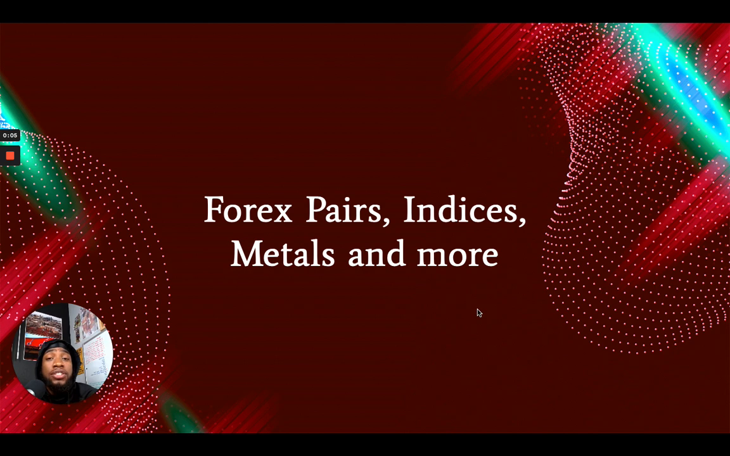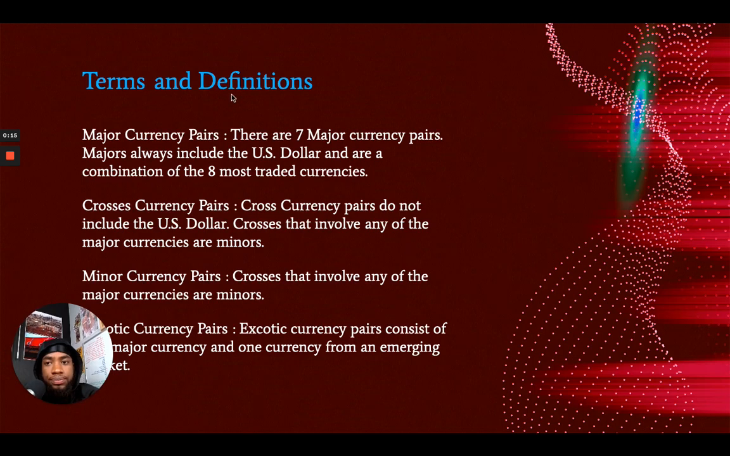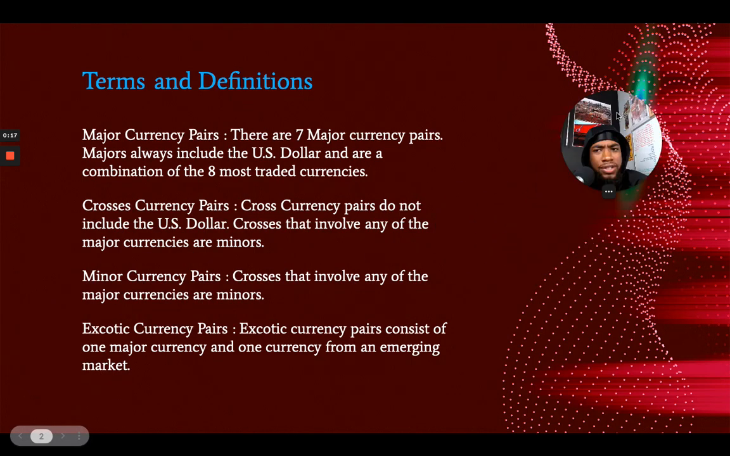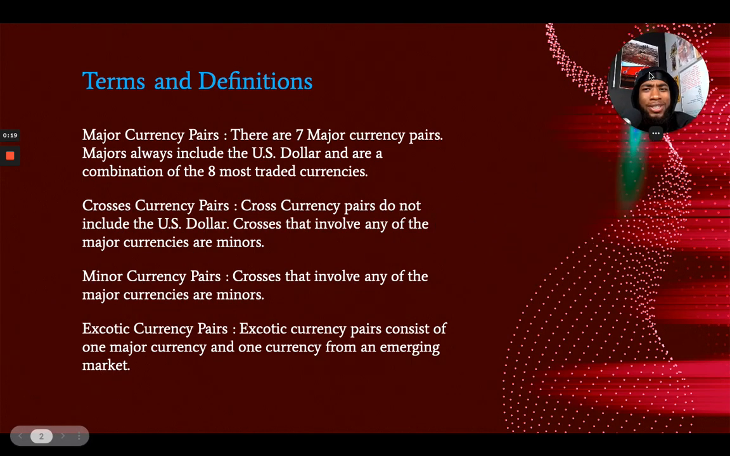All right, so in today's video, what we're going to talk about is the different asset classes you can trade in Forex. So Forex pairs, indices, metals, etc. So a couple terms and definitions, right? We'll just go ahead and talk about this now.